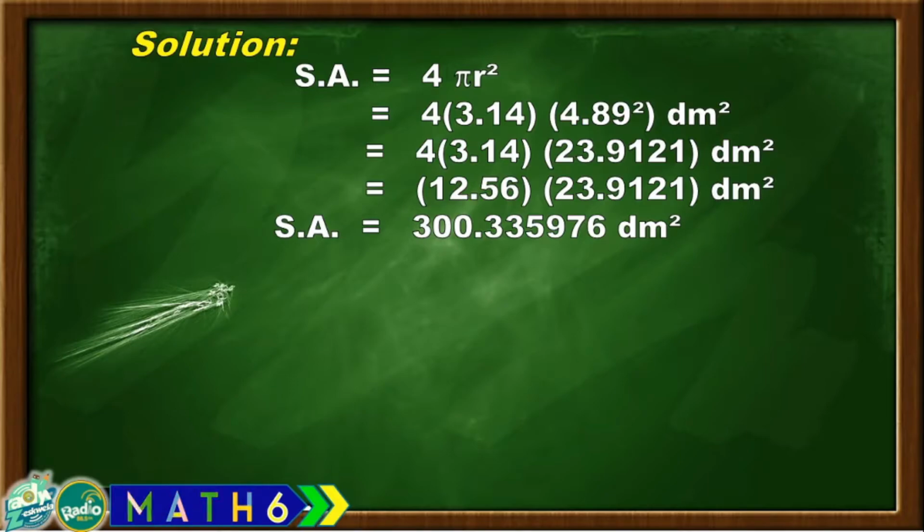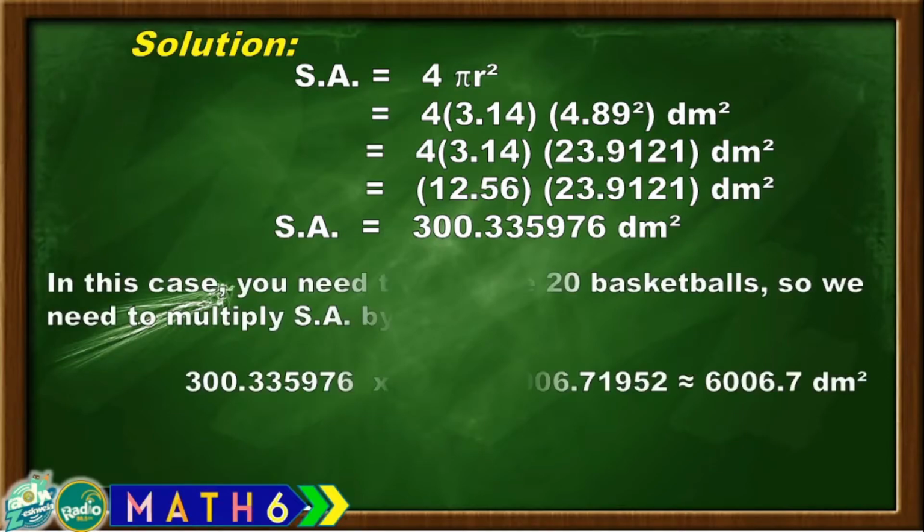Then we get 4 times 3.14 times 23.9121. Next is we multiply 4 by 3.14, then we have 12.56. Multiply this by 23.9121. Then we get the surface area equals 300.335976 decimeters squared. In this case, you need to produce 20 basketballs, so we need to multiply the surface area 300.335976 by 20.